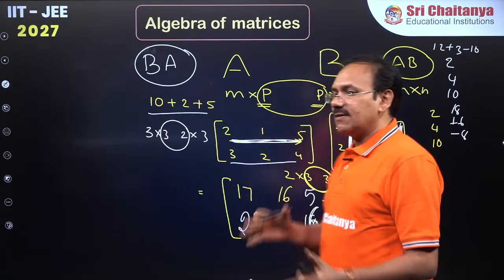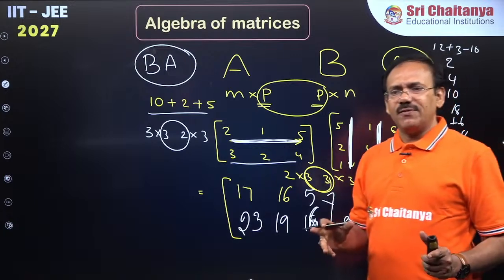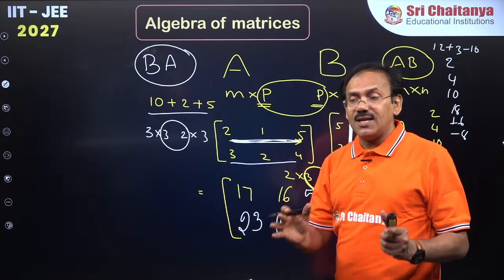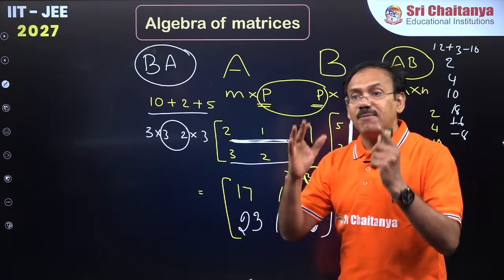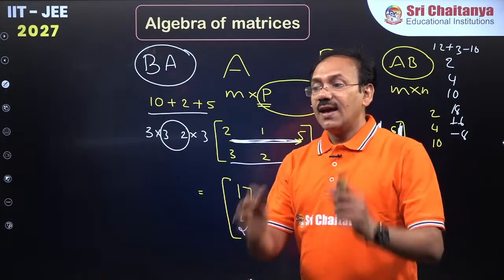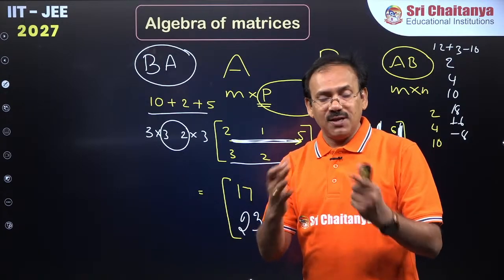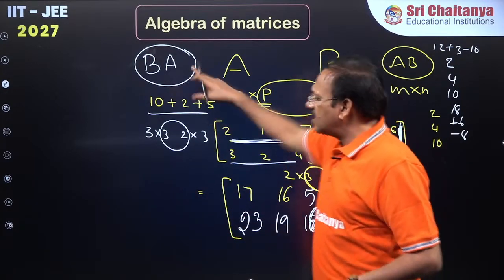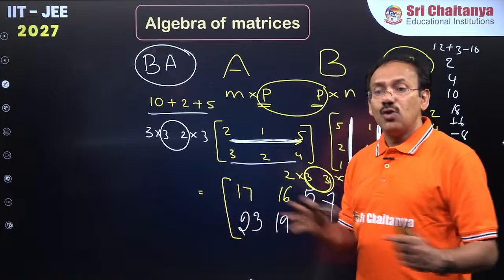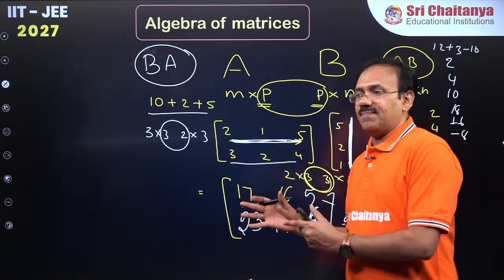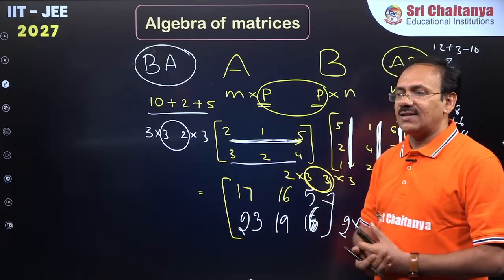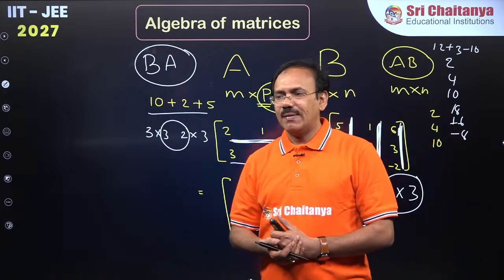That means one observation: the AB matrix and the BA matrix need not be the same. Am I correct? AB and BA need not be equal. Of course, even when the multiplication is possible, there is no guarantee that they are the same. Am I correct?